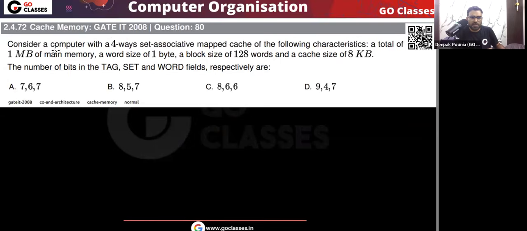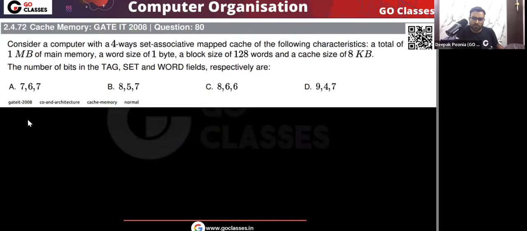Now let's solve this question. First, we will solve question number 80. Consider a computer with a four-way set associative cache, and these are the characteristics. You can see the main memory size, that is 1 MB. So from here we can find the size of address.